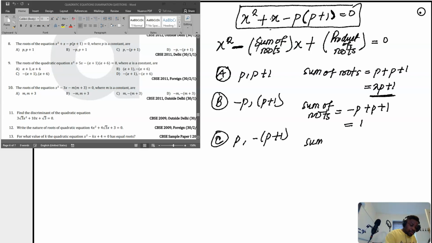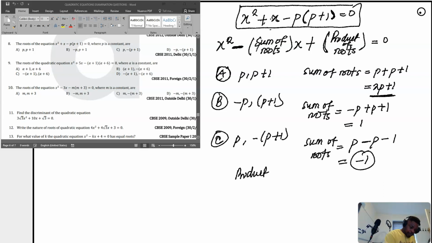Let's do sum of roots. Okay? So that is p minus p minus 1. So this is minus 1. Okay? So sum of roots is minus 1 here. So if I put minus 1 here, that is minus 1 times minus, this is plus x. So that is correct for sum of roots. But we need to confirm the product also.